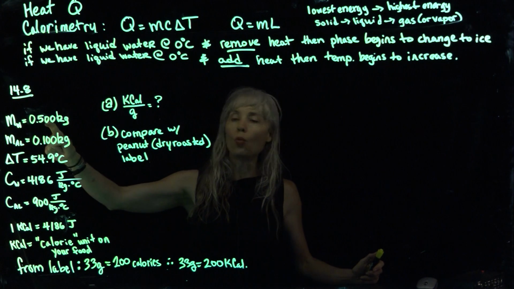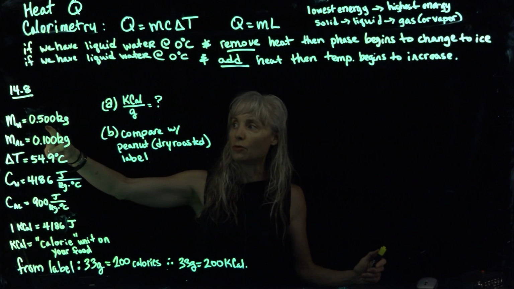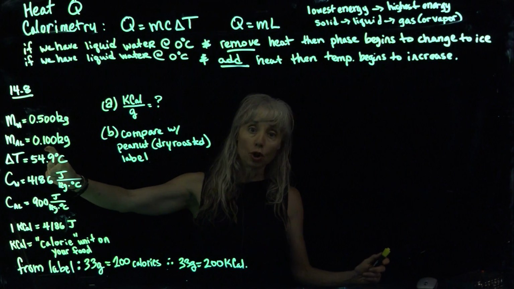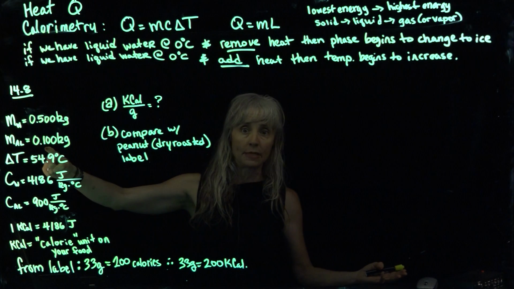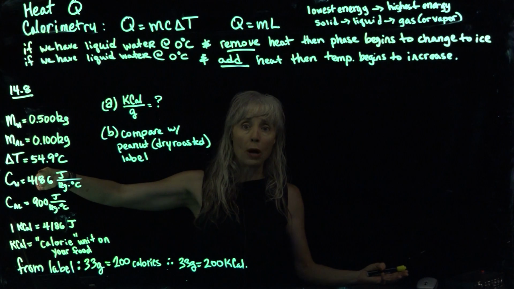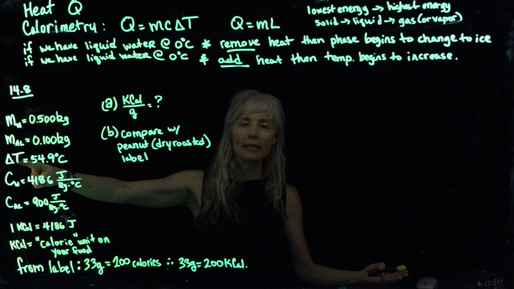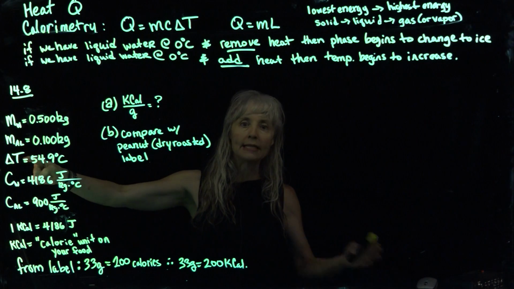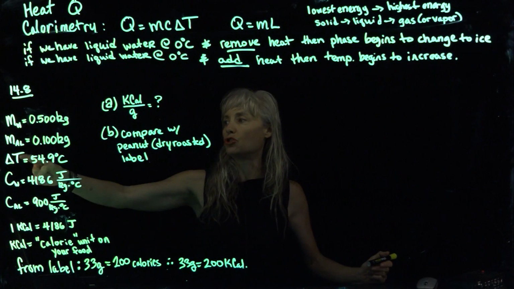So the mass of water that we're going to be heating is 0.500 kilograms. The mass of aluminum is also going to be heated. The aluminum and the water are going to experience the same temperature change. So the mass of the aluminum, 0.100 kilograms. The temperature change for both of them, 54.9 degrees C. Notice I don't need any subscript on the temperature because the aluminum and the water will both experience the same temperature change.